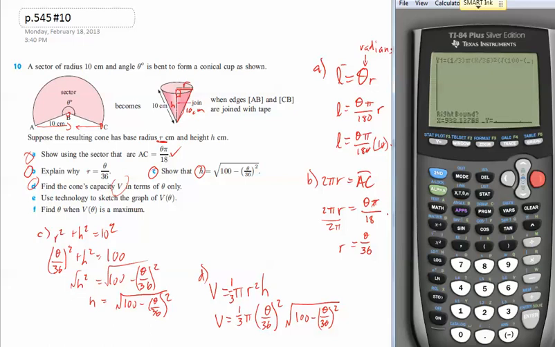So, go ahead. You can finish finding the maximum. If you want to, you can do it by hand. It's going to require a product rule. But I think it's okay if you just use your calculator for that.